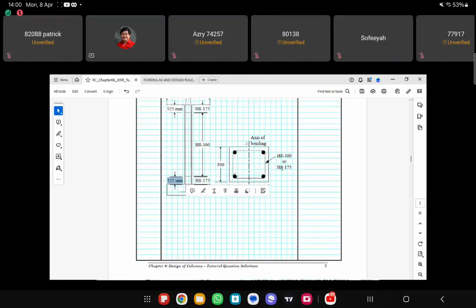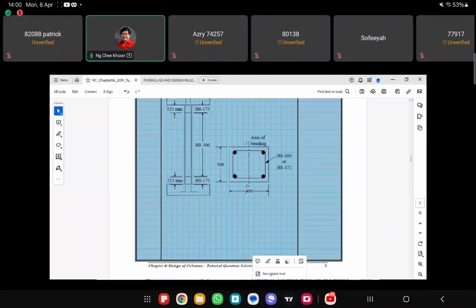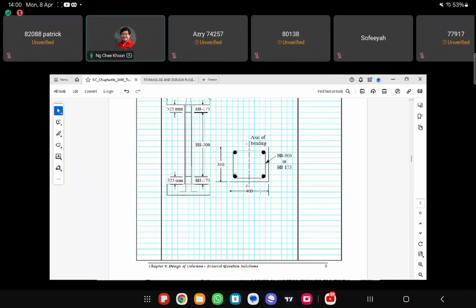And then the cross section of the column will look like this. So the 400 mm will be the H. So this is the axis of bending, ZZ axis. So the bars must be provided at 4 corners. Since we have only 4 bars, then we have only bars at the 4 corners. And then we have a link going through all the bars like this with closed links.